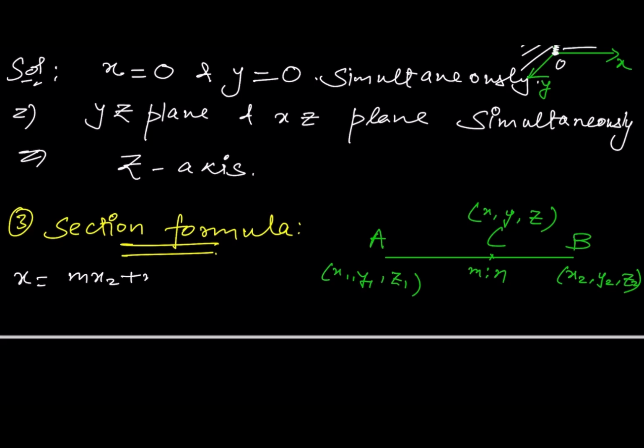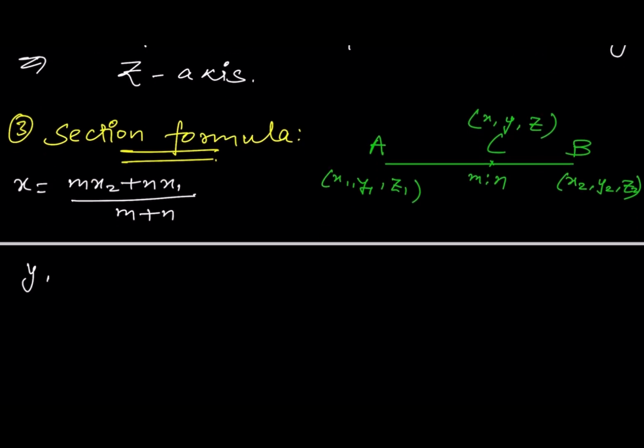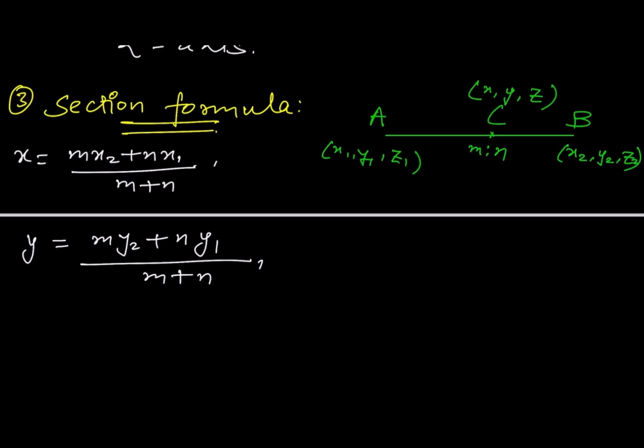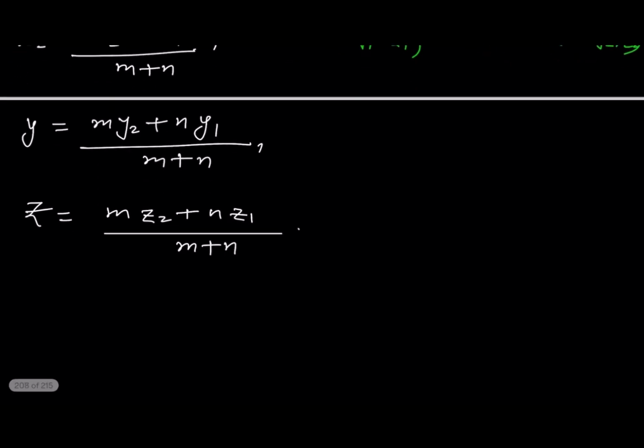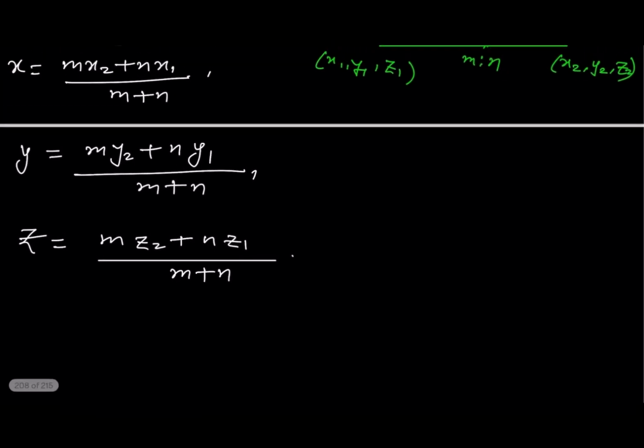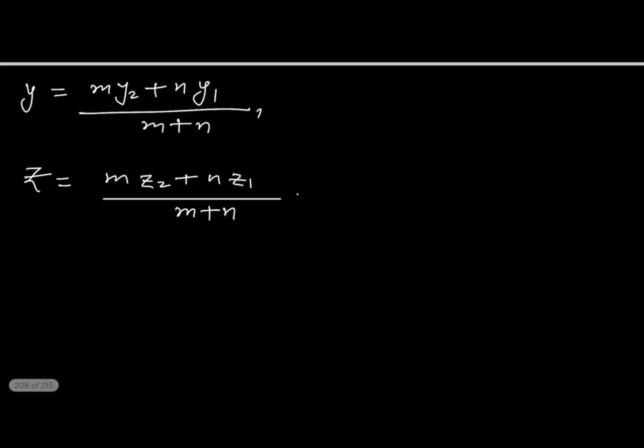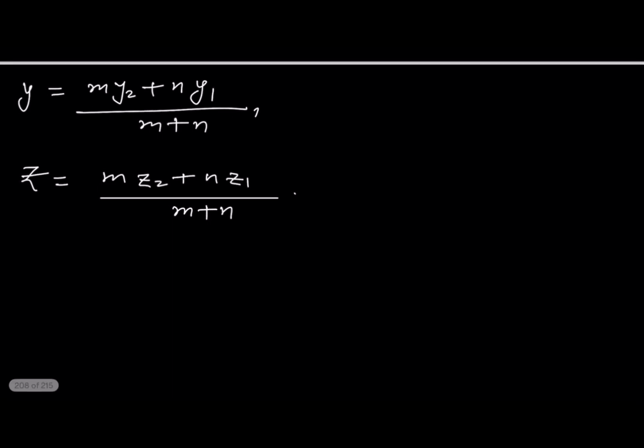(mx2 plus nx1) upon (m plus n), (my2 plus ny1) upon (m plus n), comma (mz2 plus nz1) upon (m plus n), right? This is for internal division, and in external division there will be a minus. Okay, now let's write some remarks.